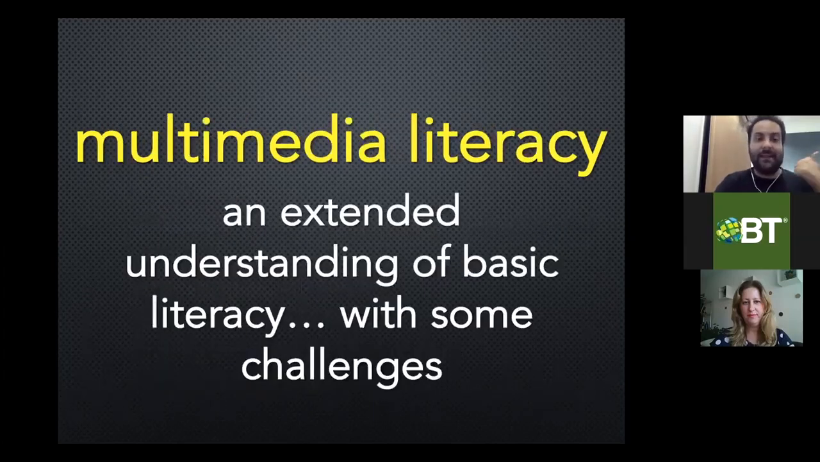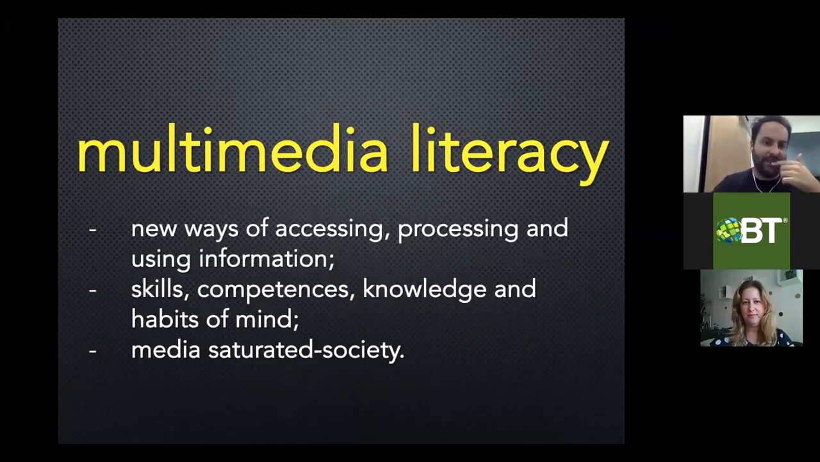The next one would be the multimedia literacy, which means it is an extended understanding of basic literacy. Yes, because it's basically thinking about how we access, process, and use information.